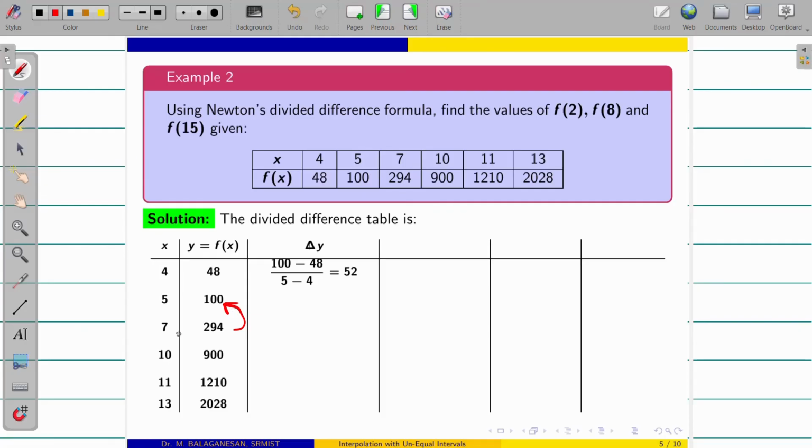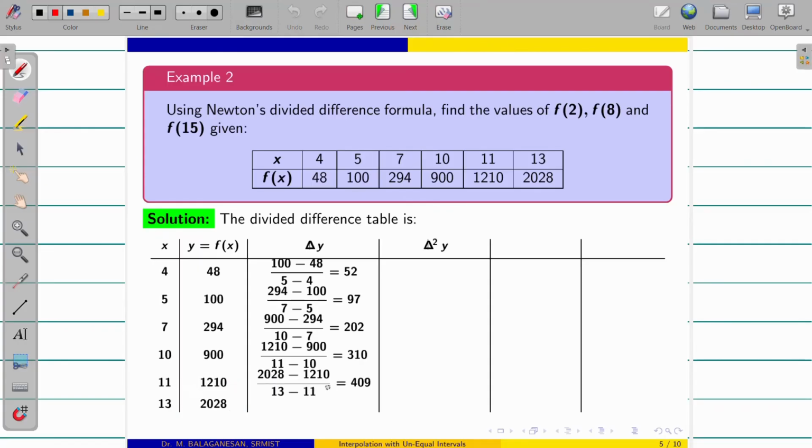What do I have to do next? 294 minus 100 divided by 7 minus 5. Next value minus the previous value will be 97. In the next one, it will be 900 minus 294 divided by 10 minus 7, will be this. The next one, 1210 minus 900 divided by 11 minus 10. We will get this. Next also in a similar way, we can find this minus this divided by 13 minus 11. Right, that's it.